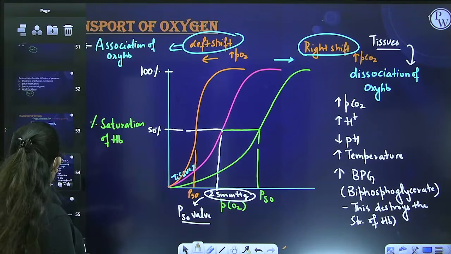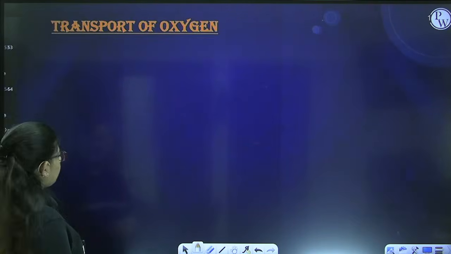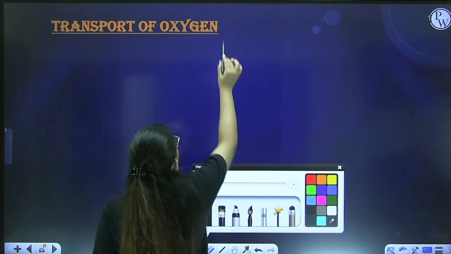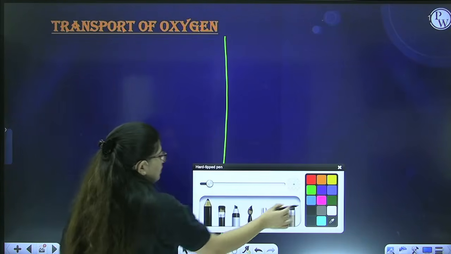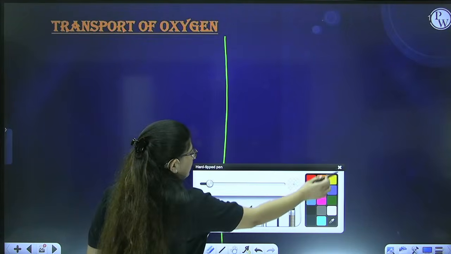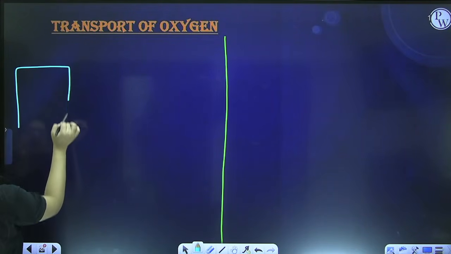All right, guys, that's about the shifts. Let's talk about the transport at two places. How does the transport take place? Imagine, now you will say, ma'am, you always say imagine. Okay, nothing is possible without your imagination.